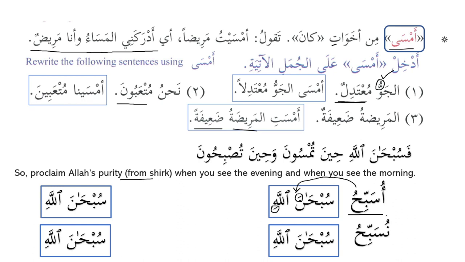But this is with respect to the creation, with respect to us, the human beings. When we recite it in the Quran with respect to Allah subhanahu wa ta'ala, that means Allah is giving us an order: Fasubhanallah, so proclaim Allah's purity. Purity from what? From shirk. Tumsuna is basically tumsi, tumsiyani, tumsuna, so this is when you enter the evening. Wa tusbihuna: tusbihu, tusbihani, tusbihuna.